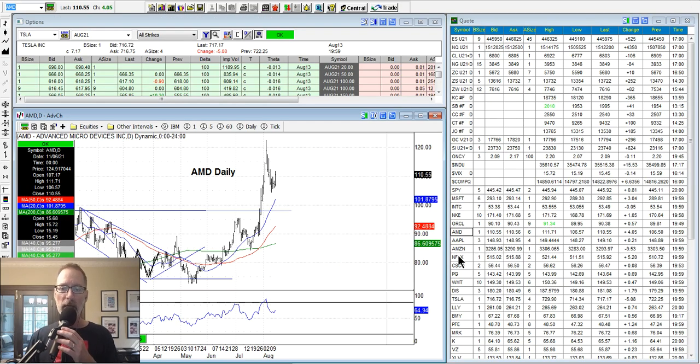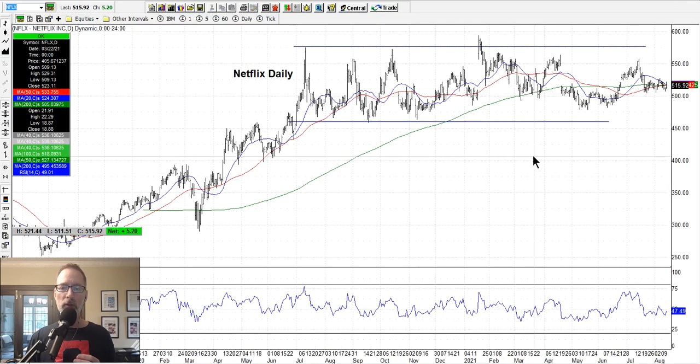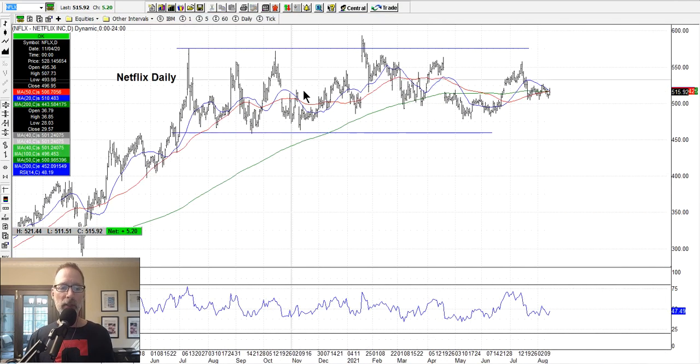What else do we have? Netflix also looks very much like the Amazon chart. Channels, when a stock just keeps bouncing in between off the highs and lows of the upper and lower lines. And just like Amazon, just kind of stuck here in the middle, not really going anywhere. So if you're an option seller, selling those iron condors could be a good strategy right now, as long as Netflix stays in this range. Not really doing much, don't have much of an opinion there on Netflix.